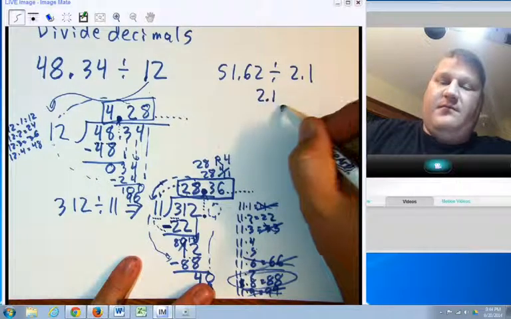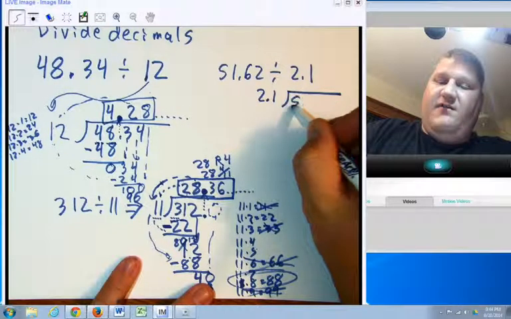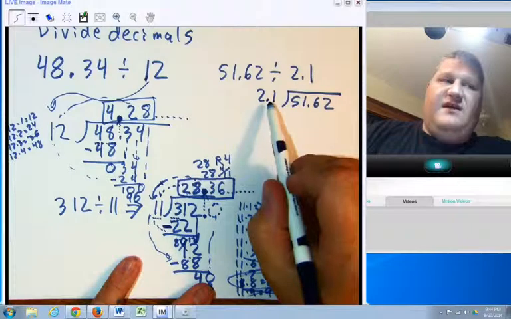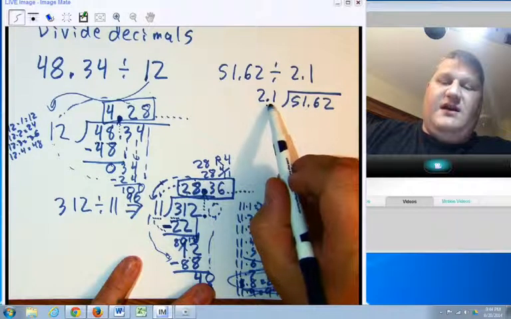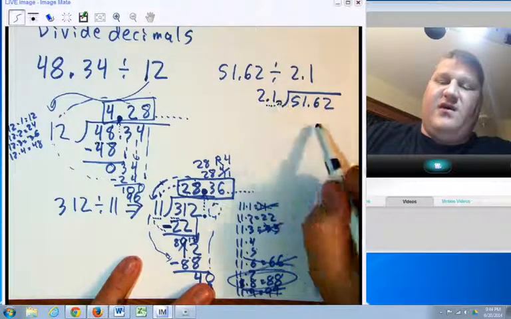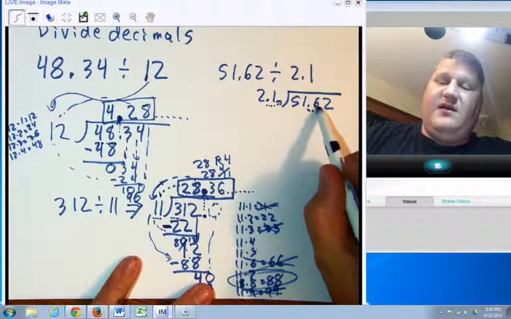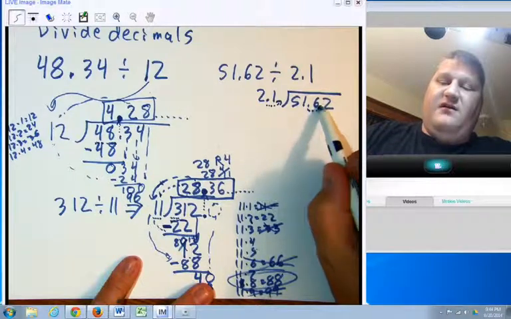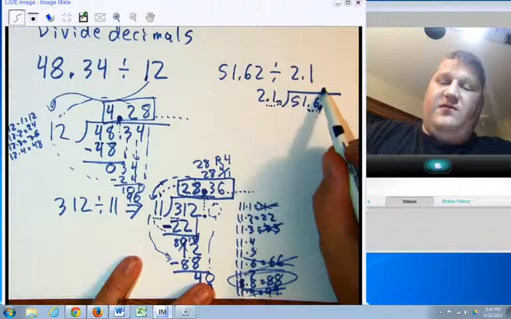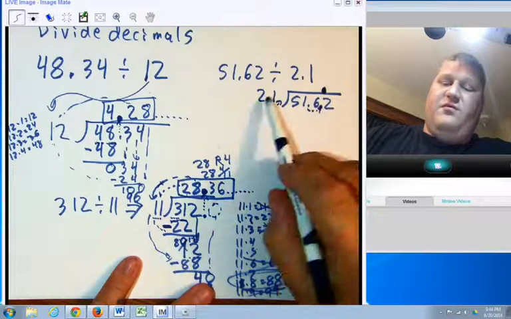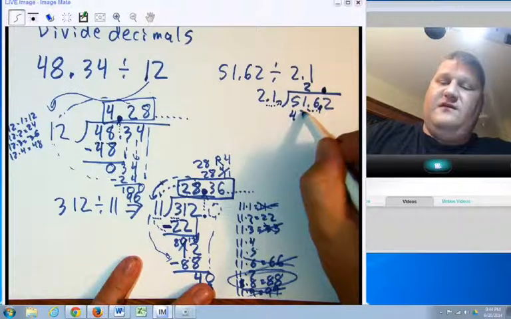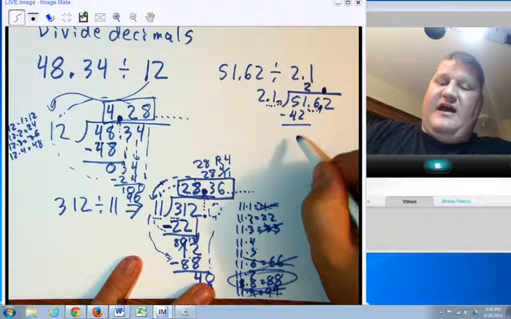Now, the other thing to remember is if I have decimals in both places, it's still not bad. 2.1 is dividing 51.62. But I can't divide if I have a decimal out front. I need to move it back 1 spot. But if I move it back 1 spot in the front, I have to keep everything balanced and move it 1 spot here. So instead of the decimal going straight up here, it goes back where I moved it. 21 goes into 51 twice. 2 times 21, 42. Subtract, I'm going to get 9.